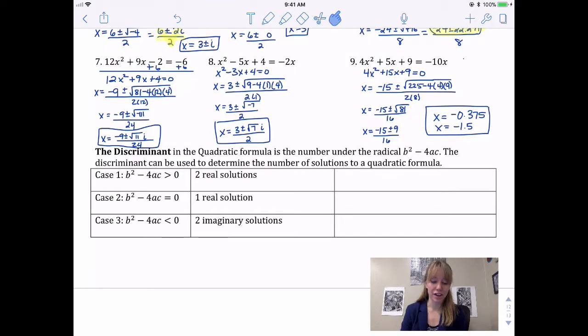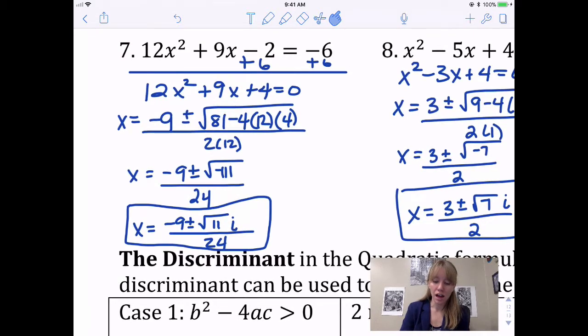So here are those 3 answers. If you look at number 7, we get a negative 111 under the radical. I know that negative is going to become an i, but I can also see that negative 9 plus or minus rad 11, no matter what that decimal is, is not going to be a like term. So I can actually leave that as rad 111i. But if you had plugged that into your calculator and gotten 10.536i, that would also be fine with me.